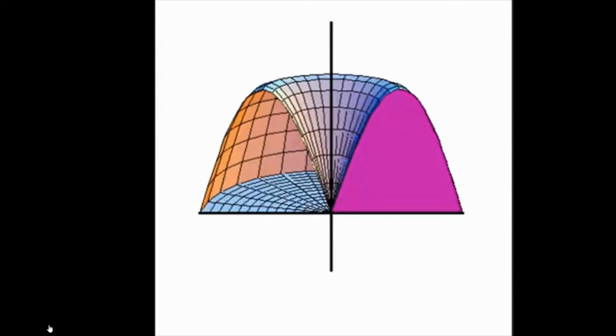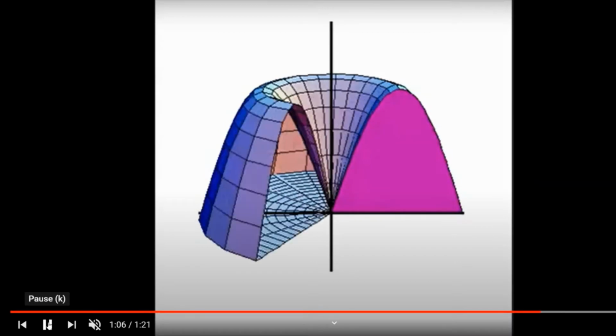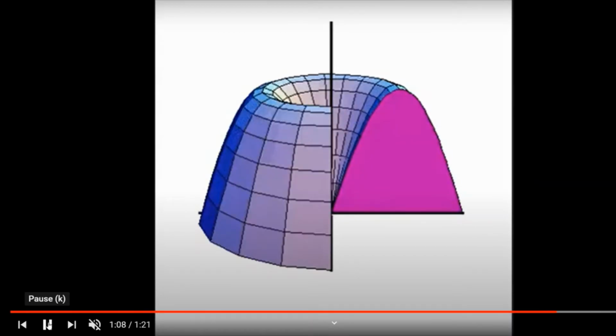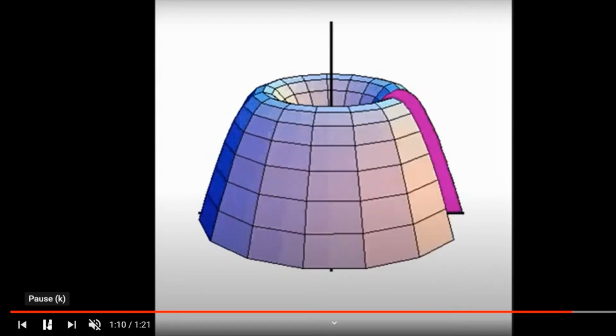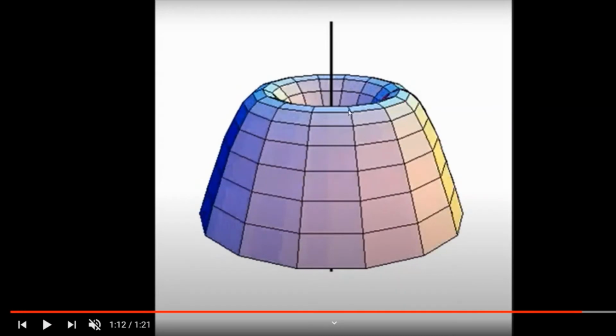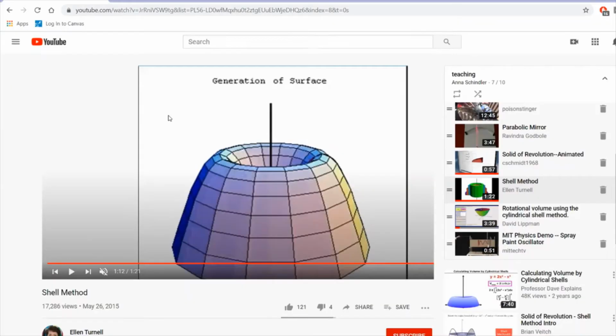Sorry, the animation in this video is very slow. But this is what we want to be picturing for this shape. From the outside, it's this curved shape, but then the inside is also curved. Okay, so let's get back to this example.